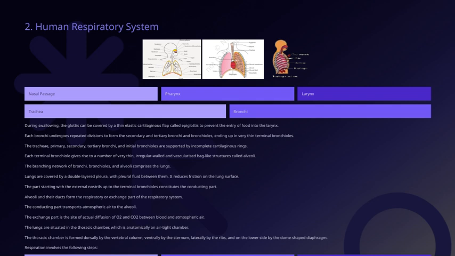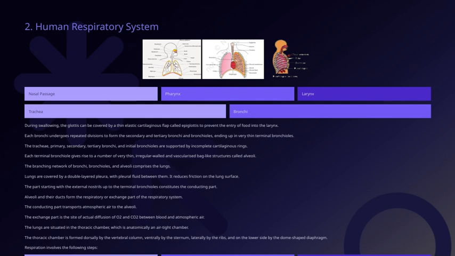The site of actual gas exchange is in the alveoli, tiny sac-like structures, where oxygen and carbon dioxide diffuse between blood and air. The conducting part of the respiratory system transports air from outside to the alveoli, passing through the trachea, bronchi, and bronchioles. The alveoli and their ducts make up the respiratory or exchange part. The pharynx starts at the external nostrils and continues down to the terminal bronchioles, serving as the conducting pathway. The lungs are wrapped in a double-layered pleura with pleural fluid in between, which reduces friction during breathing.